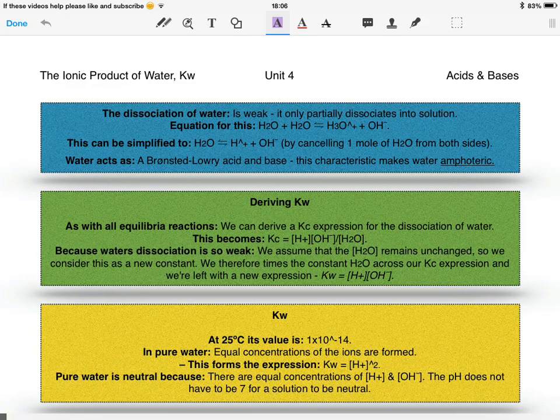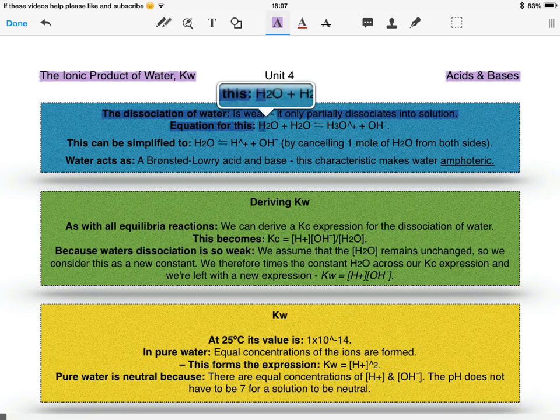This video is going to be on acids and bases, and it's going to be on the ionic product of water, Kw. The dissociation of water is weak. It only partially dissociates into its ions in solution. The equation for this is water plus water in an equilibrium reaction to form H3O+, which is a strong acid, and OH-, which is a strong base.